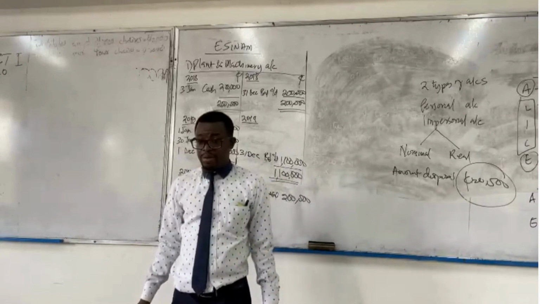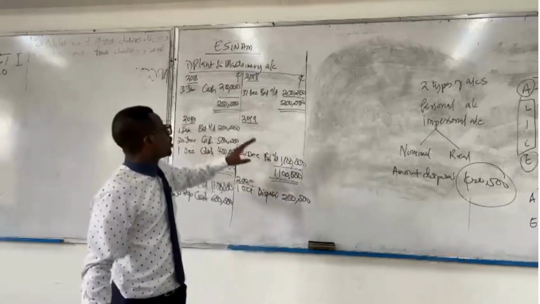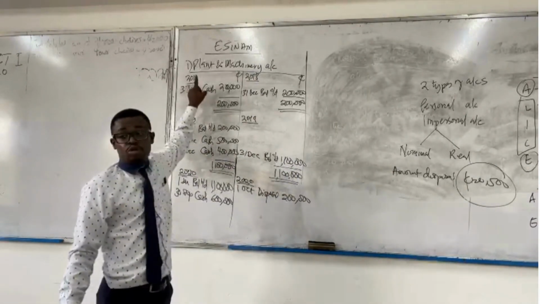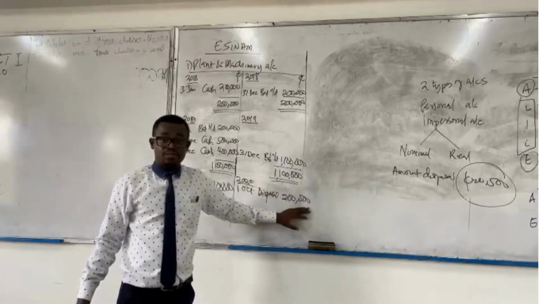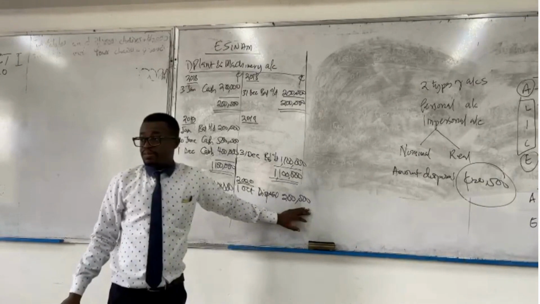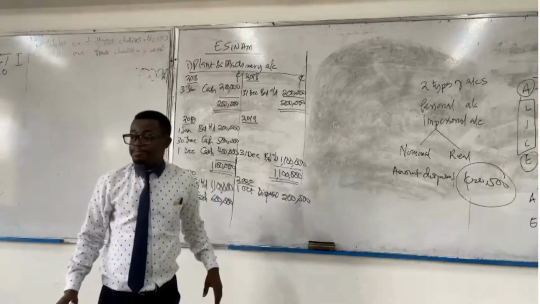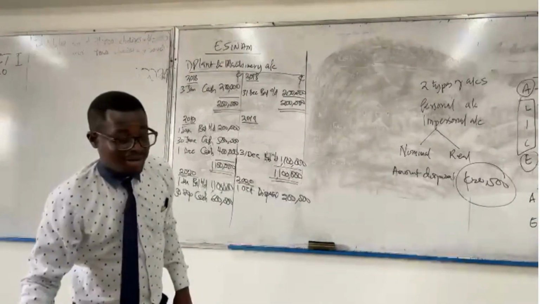Yes. So the first asset bought in 2018 was at the cost of how much? 200,000. That's what we have to record. Are we good? Yes. Please follow this camera.